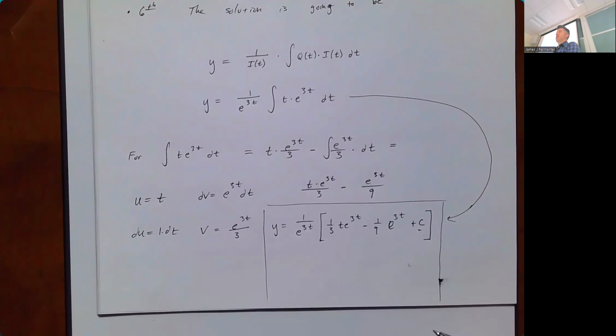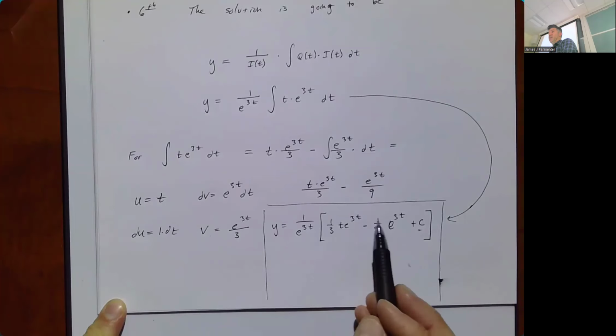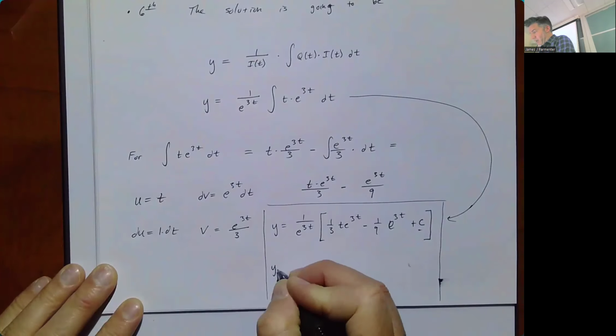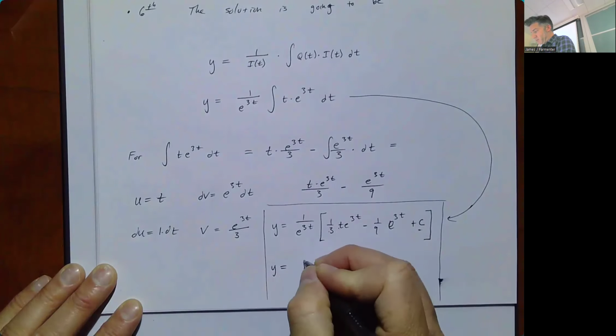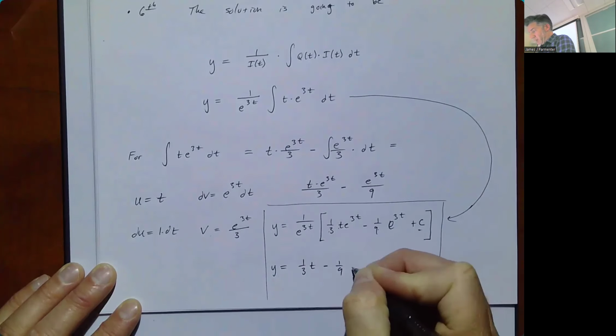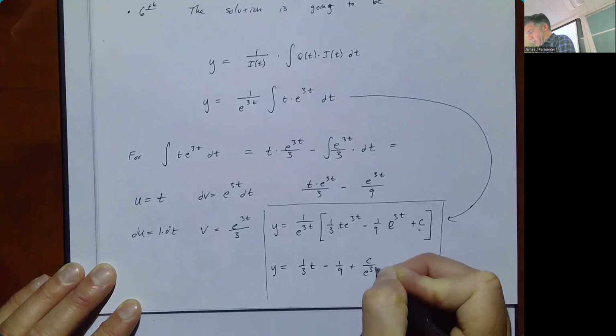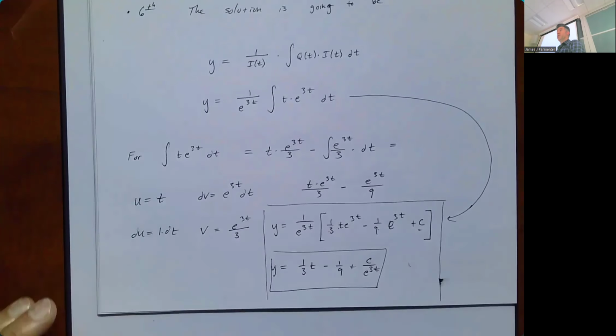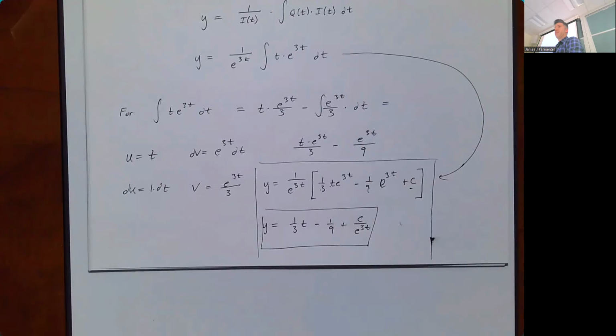You can leave it like this. I personally end up choosing to typically multiply it through. So if you multiply this 1 over e to the 3t through, your e to the 3t's are going to actually cancel out. So we're going to get y equal to 1/3 times t minus 1/9 times 1 plus c divided by e to the 3t. And that is our general solution. You can write it either way. I always like doing it this way because you often see a lot of things cancel out, but either way is totally fine. So this is the process for solving a first order linear differential equation using an integrating factor.